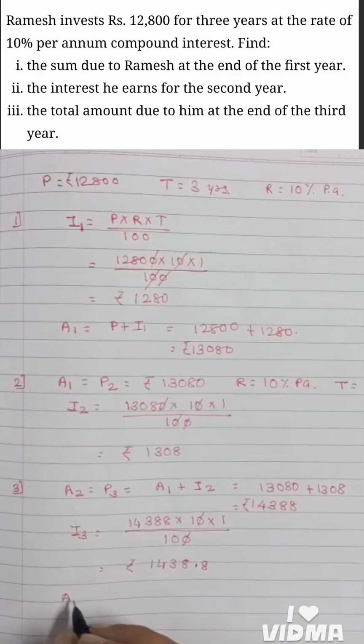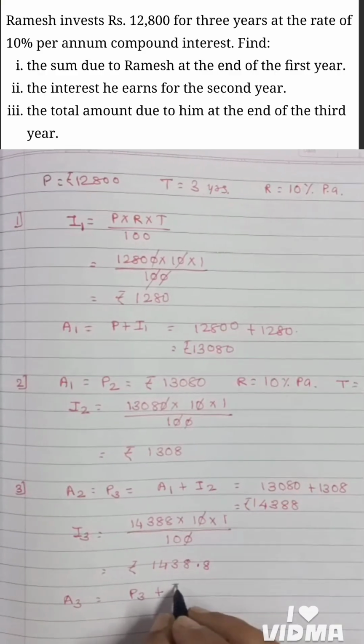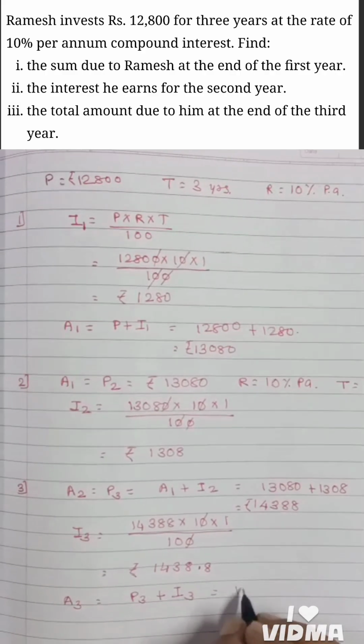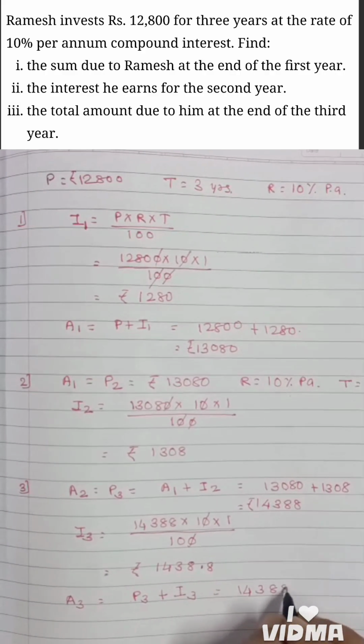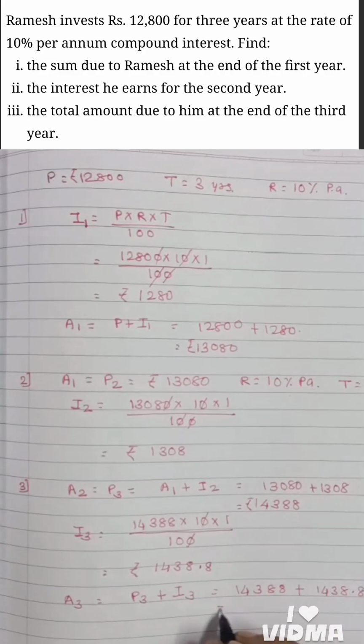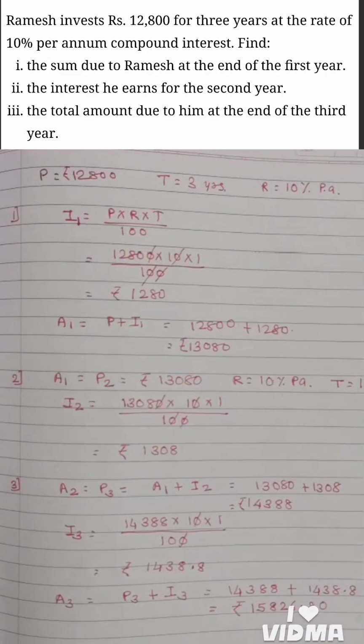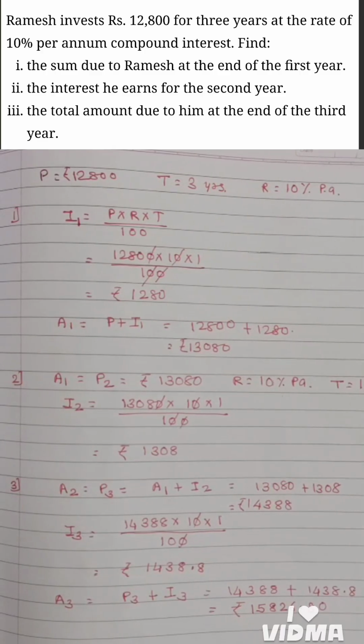So the amount at the end of the third year is principal for the third year plus interest for the third year. So that was 14,388 plus 1,438.8. Rupees 15,826.80 is the total amount due to him at the end of the third year.